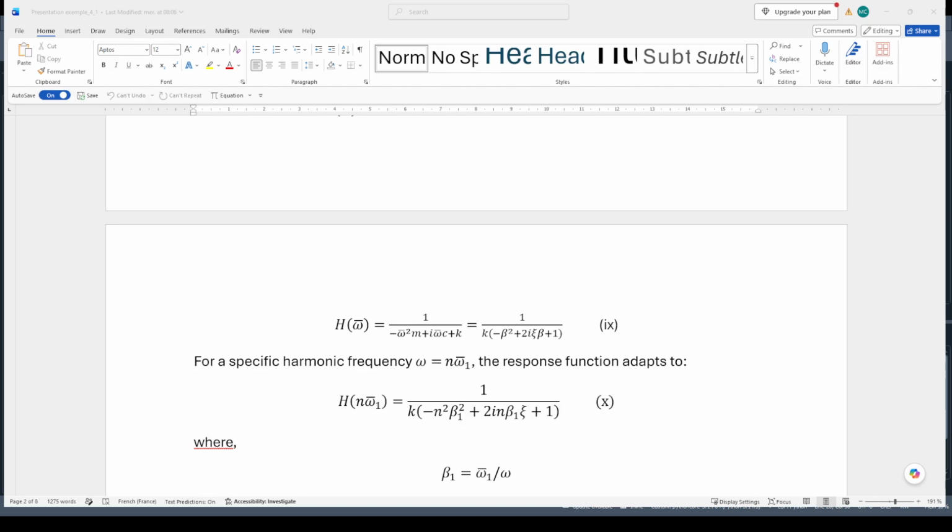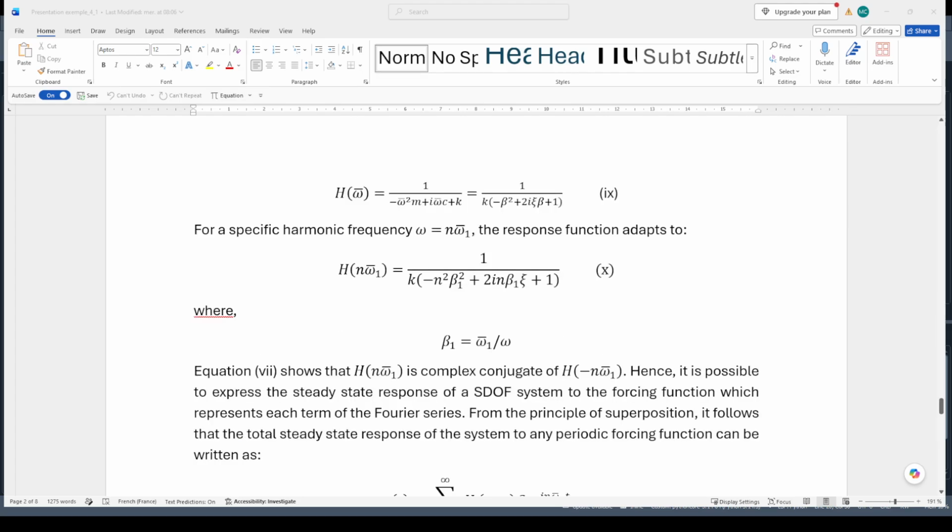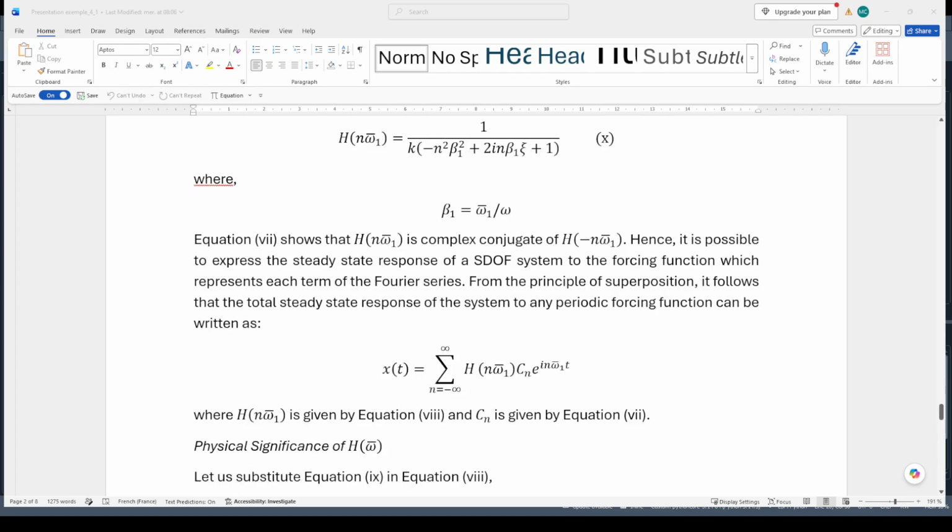Also in this way we can also write the equation, taking account of omega bar, equal to n omega 1 bar. So equation 9 we can rewrite in this form, where beta 1 is omega 1 bar divided by omega. The equation set shows that Hn omega 1 is the complex conjugate of Hn omega 1 bar.